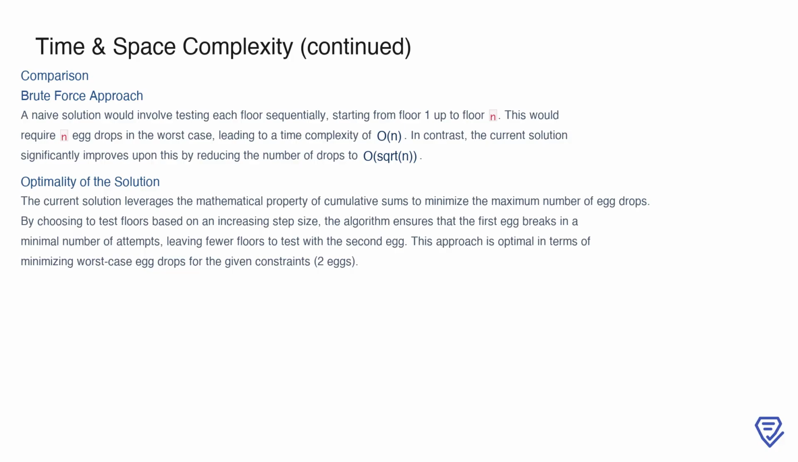By incrementally increasing the step size, we maximize the efficiency of the first egg, leaving fewer floors to test with the second egg. This ensures the solution is both mathematically and practically optimal for the given constraints of two eggs.